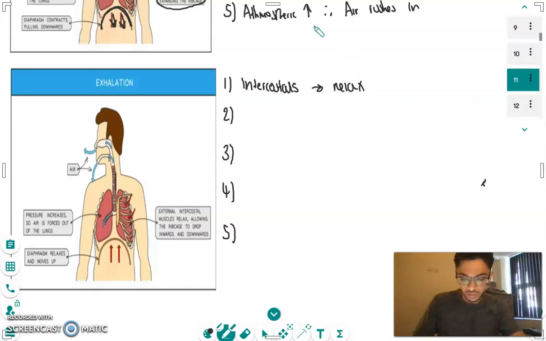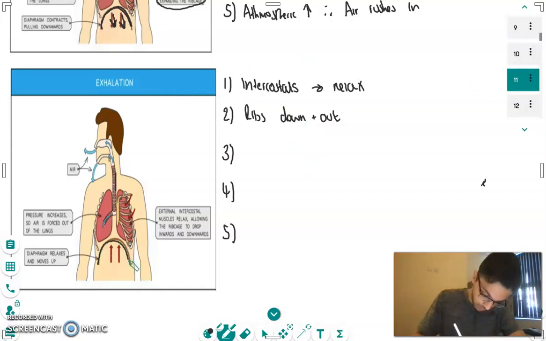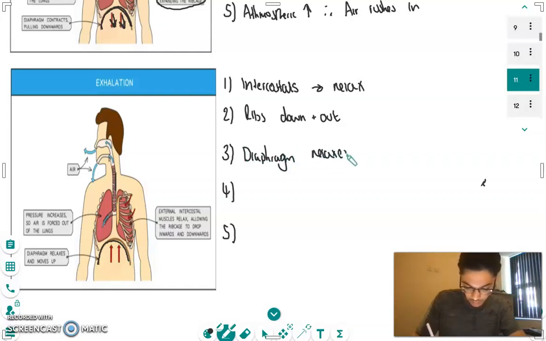Because they've relaxed, this causes the ribs to move down and out. At the same time that this is happening, the diaphragm muscle relaxes. So here we have the diaphragm. The diaphragm relaxes and it moves up. As you can see here, the diaphragm is moving up.